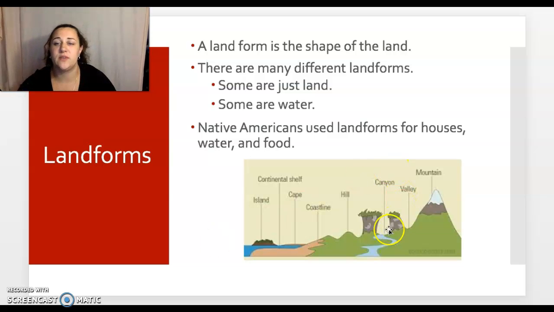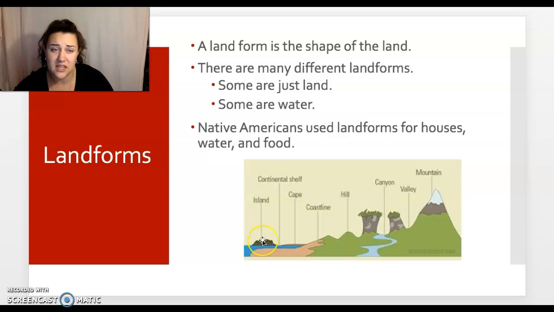Now in this picture here, we have a couple of different ones. We have the mountain, and then next below it is the valley. So right there, that is very different. One's very tall, one is not. One is low to the ground. You have the canyon. You have a little hill. Now a hill is much smaller than a mountain, right? We have the coastline. There's the cape over here. The continental shelf, we did not get to that yet, but don't worry, we'll get to that in our next chapter. And then we have an island, which is also a landform.